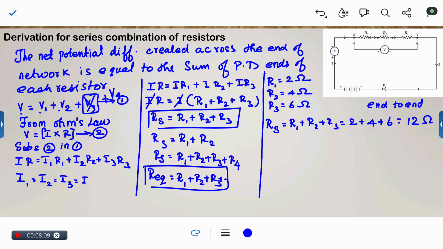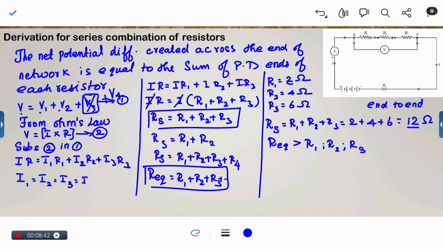The net resistance in series combination will be greater than the resistance of each resistor. What is the value of R1? 2. R equivalent is 12, so 12 is greater than 2. Like that, 12 is greater than 4, and 12 is greater than 6. Then you can say the net resistance is greater than R1, R2, and R3.